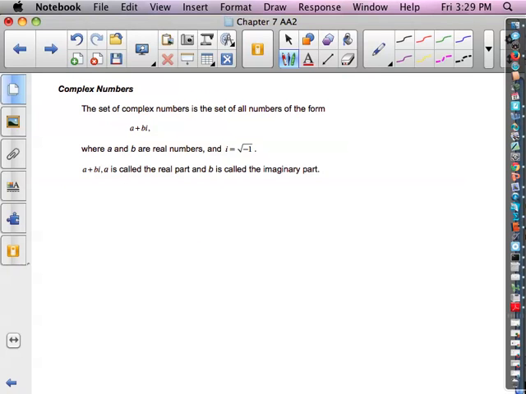In the complex number system, the set of complex numbers is the set of all numbers that are of the form a plus bi, where a and b are real numbers, but a is considered the real part of the complex number, and bi is considered the imaginary part. Where a and b are real numbers and i equals the square root of negative 1. So a plus bi, a is called the real part, and b is called the imaginary part.